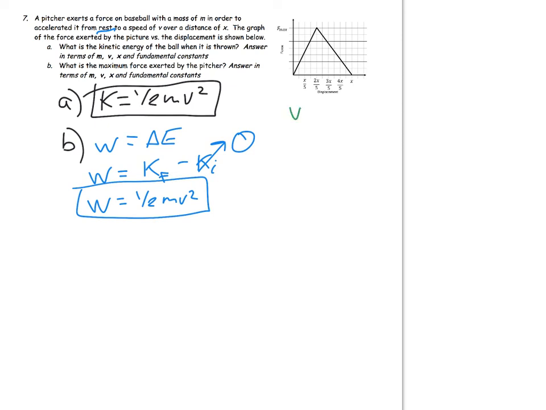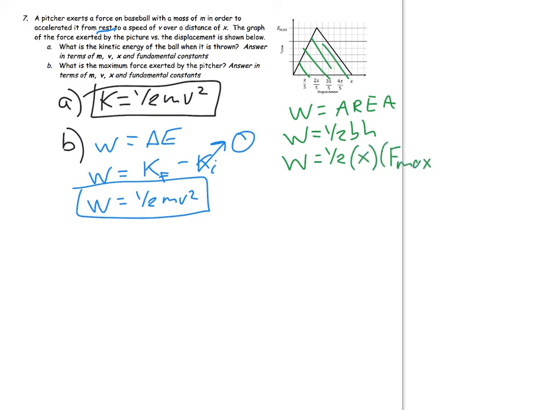We also know that the work done equals the area under the curve here on this graph. So if we find the area of that triangle, which is going to be 1/2 base times height, that is also going to be equal to the work. So we can say our work done is 1/2. Our base here is x, our height is this F max that we're ultimately solving for, and so that's going to be our work done.